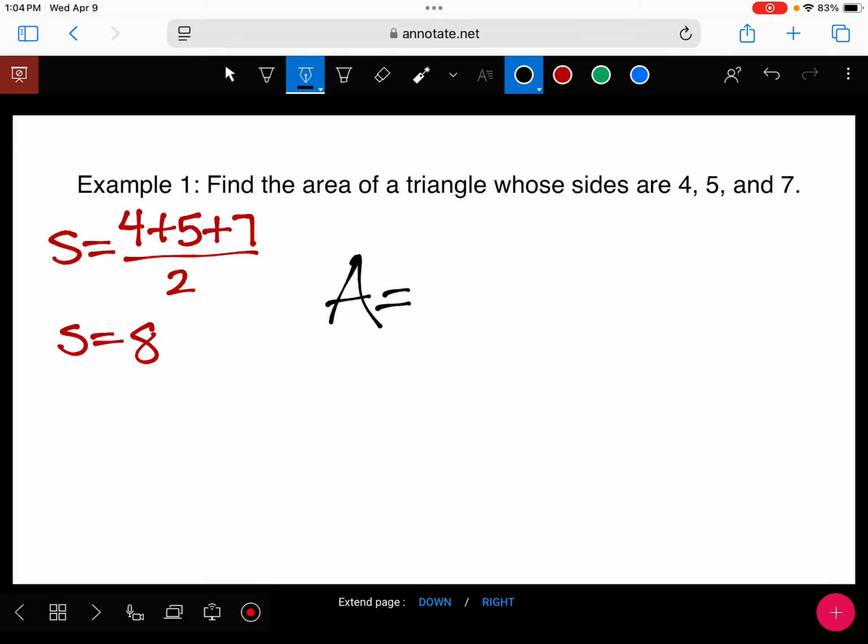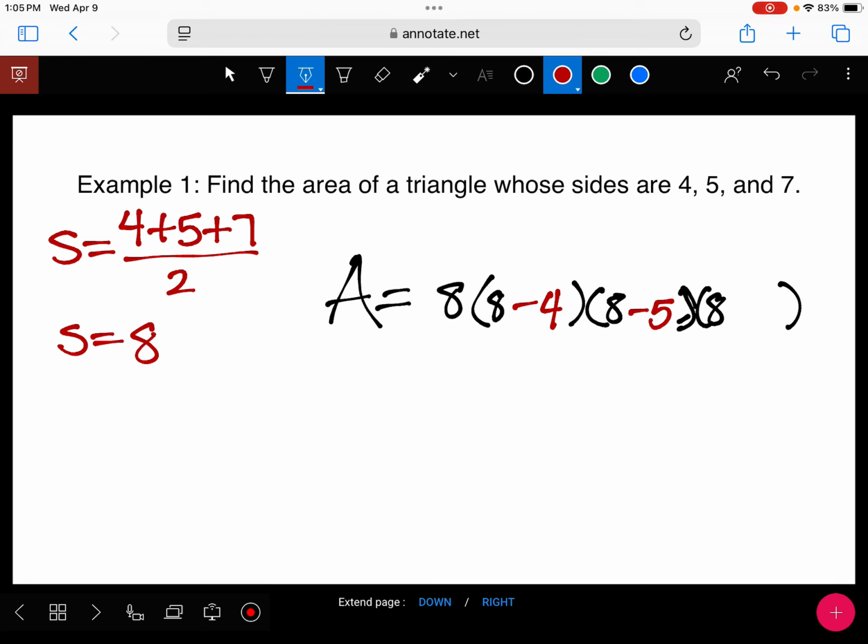Area is going to equal, and we're going to take 8, and then we're going to take that 8. I'm going to make 3 parentheses and put the 8 in all 3. And then what I'm going to do is subtract each side. So in the first parentheses, I'm going to subtract the 4. In the second parentheses, I'm subtracting the 5. And in the third one, I'm subtracting the 7. And this whole thing is under a square root. Go ahead and type that in your calculator.